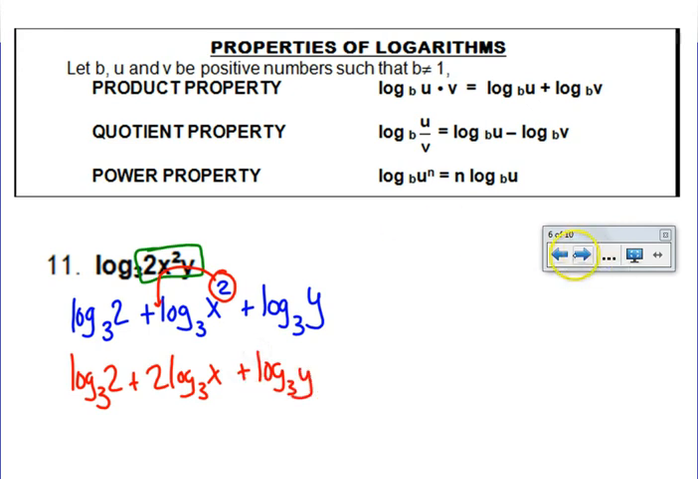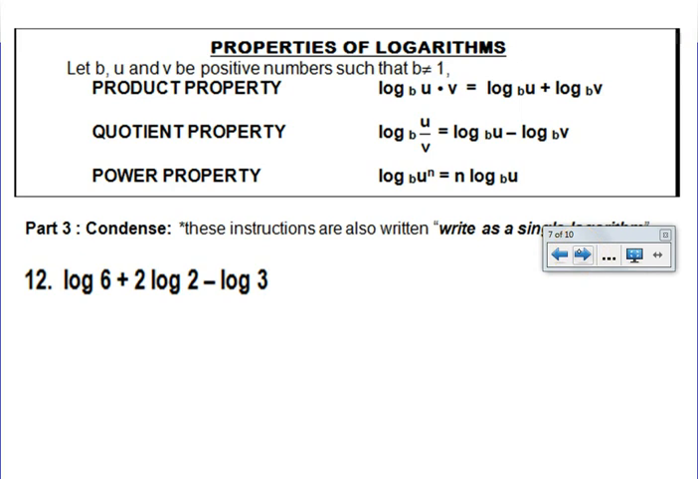Our next problem is going to have us condense. So we're going to go the other order. We're going to take our logarithms and put them back into one logarithm. So we're going to go backwards from what we just did. We're going to take what used to be exponents and put them back. So right here, this 2 is going to be put back up into the exponent position. Log of 6 plus log of, now that's 2 squared, minus log of 3. Now I'm going to change this 2 squared to say 4.